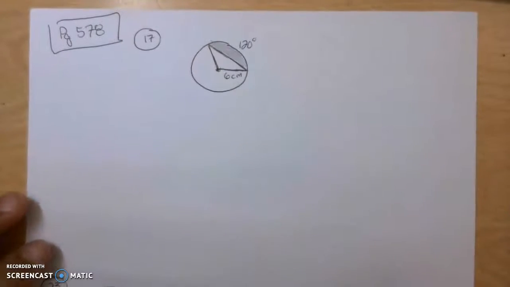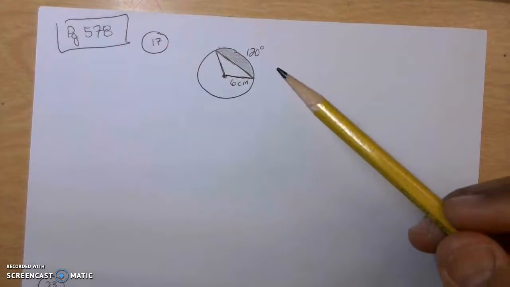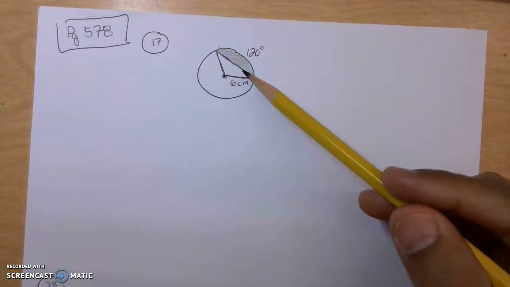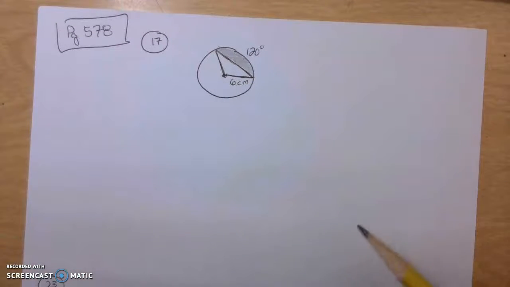We are going to be doing some problems here on page 578. We're going to start with number 17 here. And they're going to ask us to find the area of the shaded segment. This is called a segment here, just kind of like this little sliver up here.